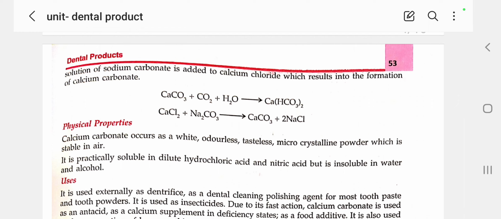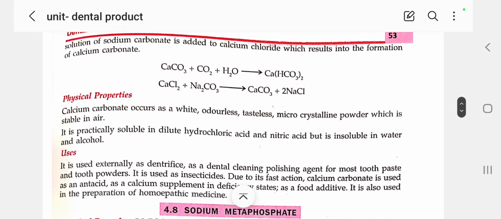Like the same, sodium fluoride we are also taking, in the form of hydrogen fluoride or calcium fluoride treated with sodium carbonate. There is the formation of sodium fluoride. Like here also, when calcium in the form of calcium chloride is treated with sodium carbonate, there is the formation of calcium carbonate and sodium chloride. Now we'll see about calcium carbonate.